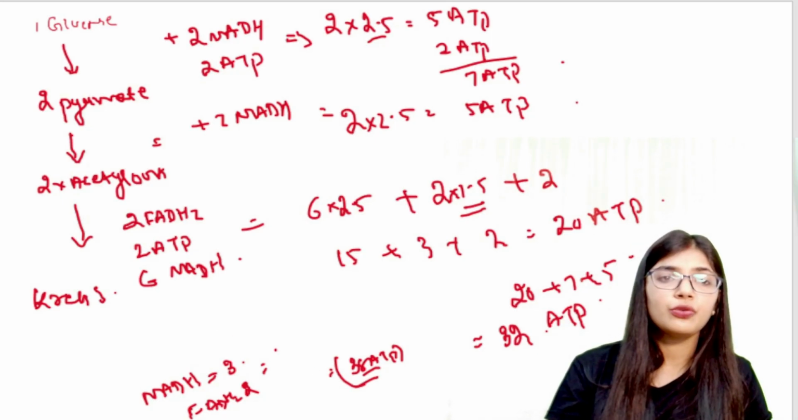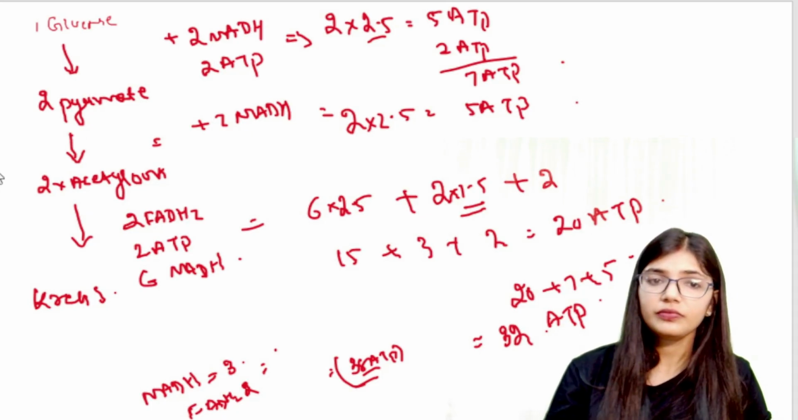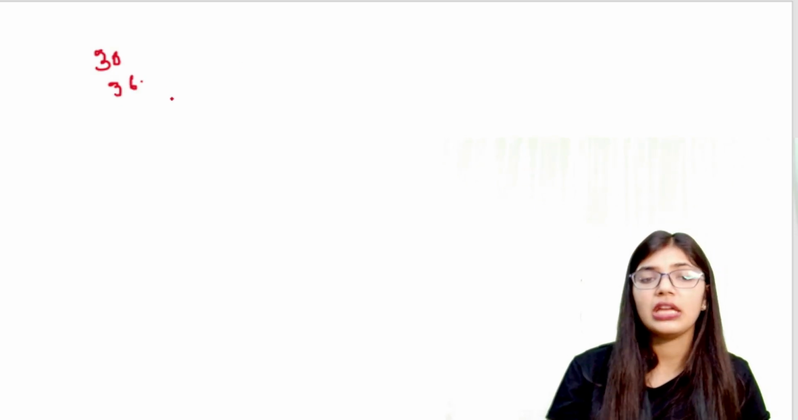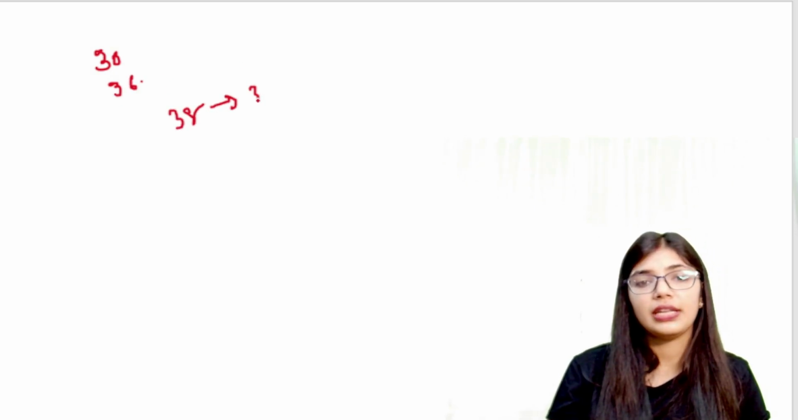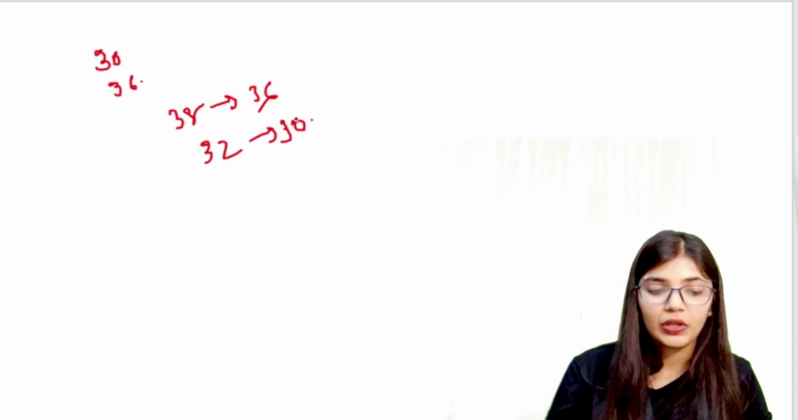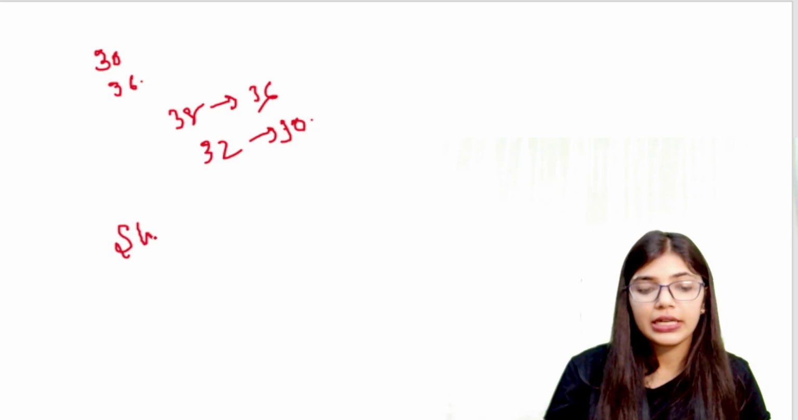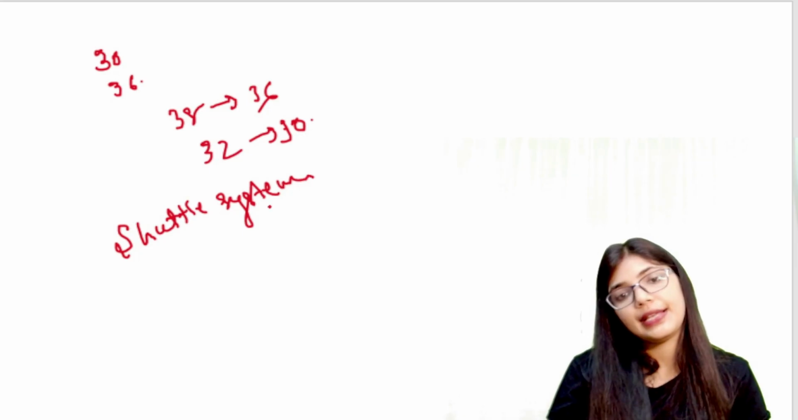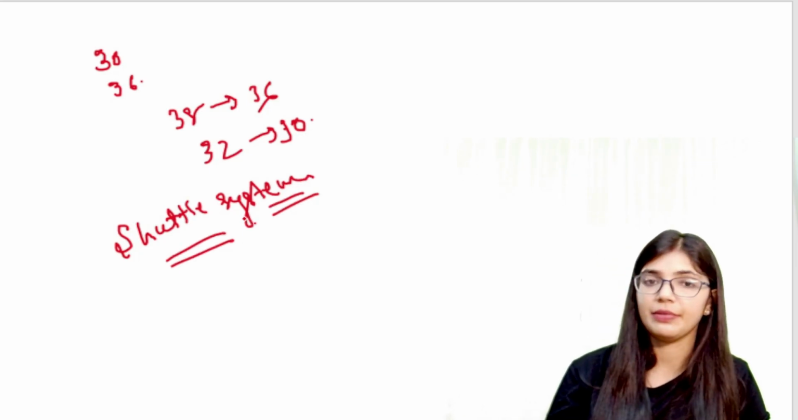So in the questions also you will be seeing that. Here we saw that there are 32 molecules or 38 molecules, but in the question you can see there are 30 as well as 36 molecules. How is 38 converted into 36 and 32 converted into 30? It is due to the shuttle system. Okay, in the next class we will discuss how the shuttle system works.